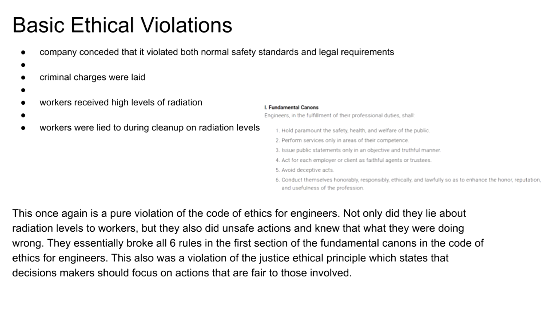Although this might sound complicated, in simpler form, during the cleanup process the workers were exposed to an extreme level of radiation without knowledge. This once again is a pure violation of the Code of Ethics for Engineers. Not only did they lie about the radiation levels to workers, but they also did unsafe actions and knew what they were doing wrong. They essentially broke all 6 rules in the first section of the fundamental canons in the Code of Ethics for Engineers. This also was a violation of the justice ethical principle, which states that decision makers should focus on actions that are fair to those involved.